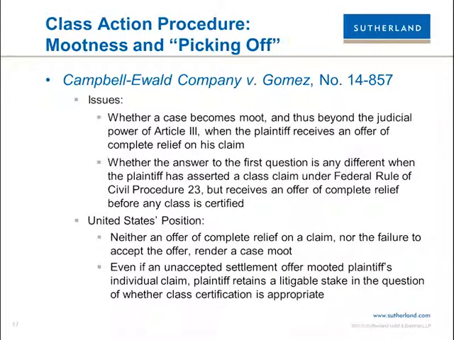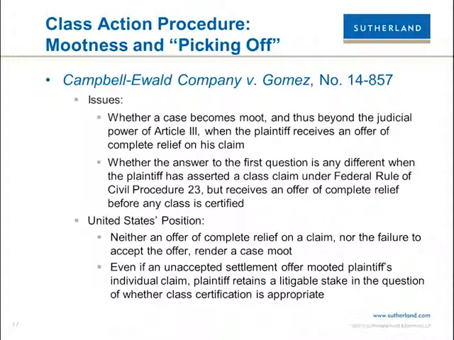All right, why don't we shift gears a little bit from the ERISA area to some procedural issues, including who has standing to sue, and then some class action issues. And in particular, the first case on class action procedure, Campbell Ewald versus Gomez. Sean, tell us about the Campbell case.